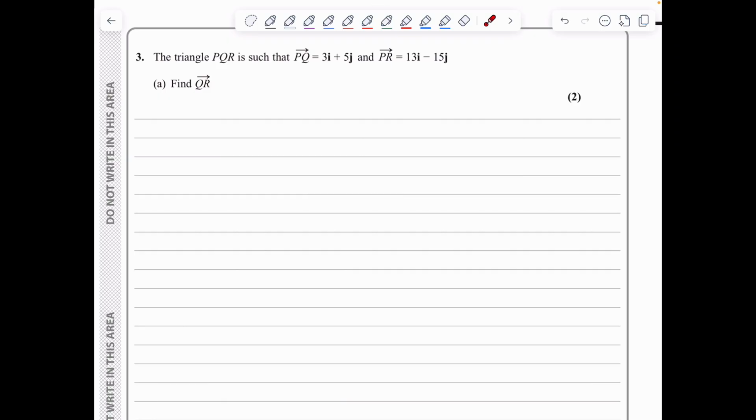Question 3 is on vectors. We've got the triangle PQR such that the vector PQ is 3i plus 5j and the vector PR is 13i minus 15j. And we need to find the vector QR.